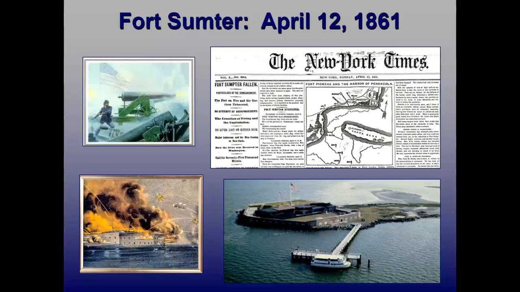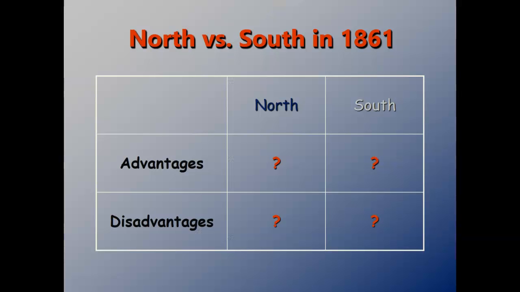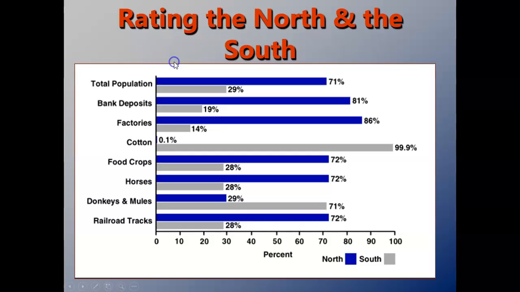What begins to happen next is as we start to gear up to war between the North and the South, we need to take a look at the advantages that each side held. We've looked at this from several aspects. We did it with the Revolutionary War, we did it with the War of 1812. So, as we begin to fight one another, let's take a look at some of the advantages and disadvantages each side has as we move closer to war.